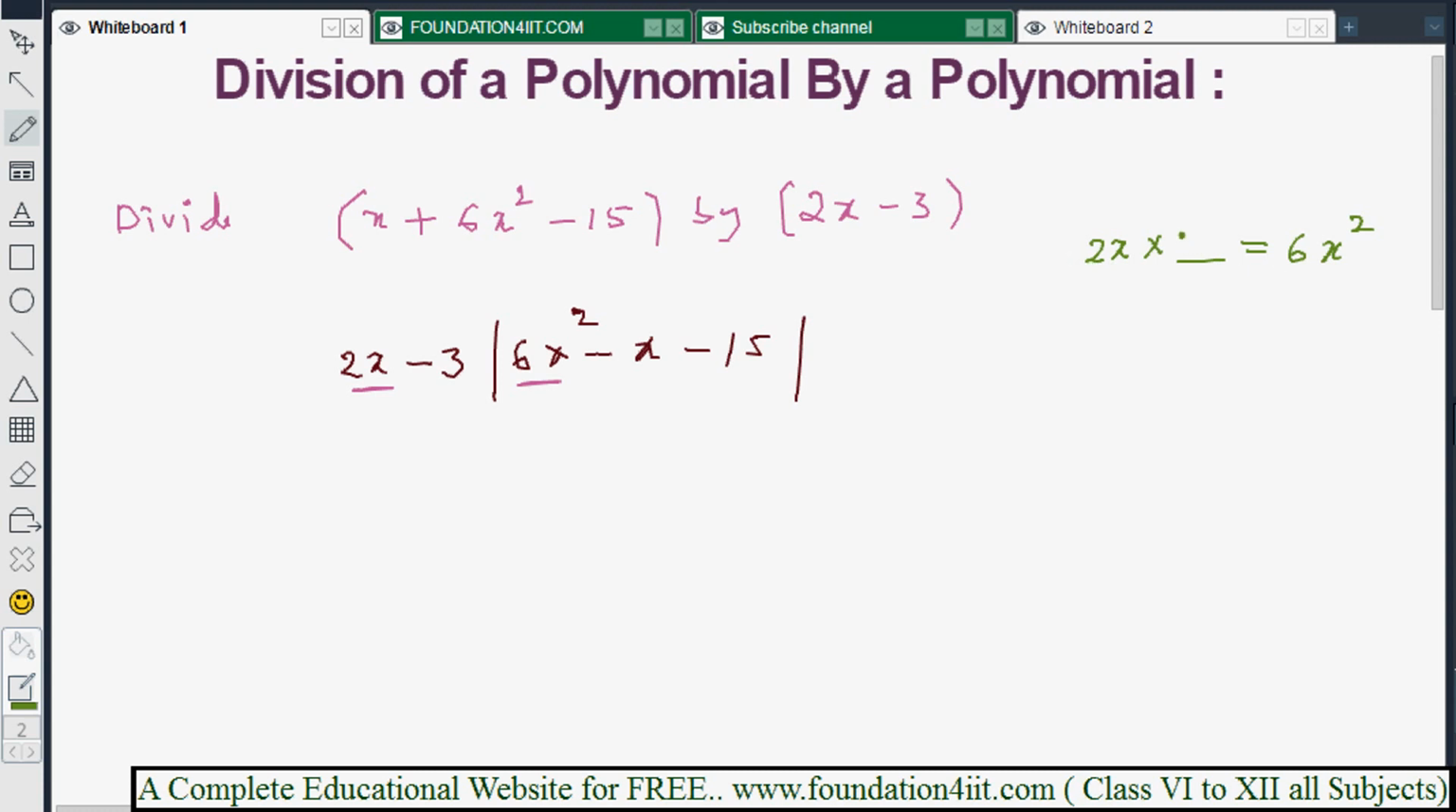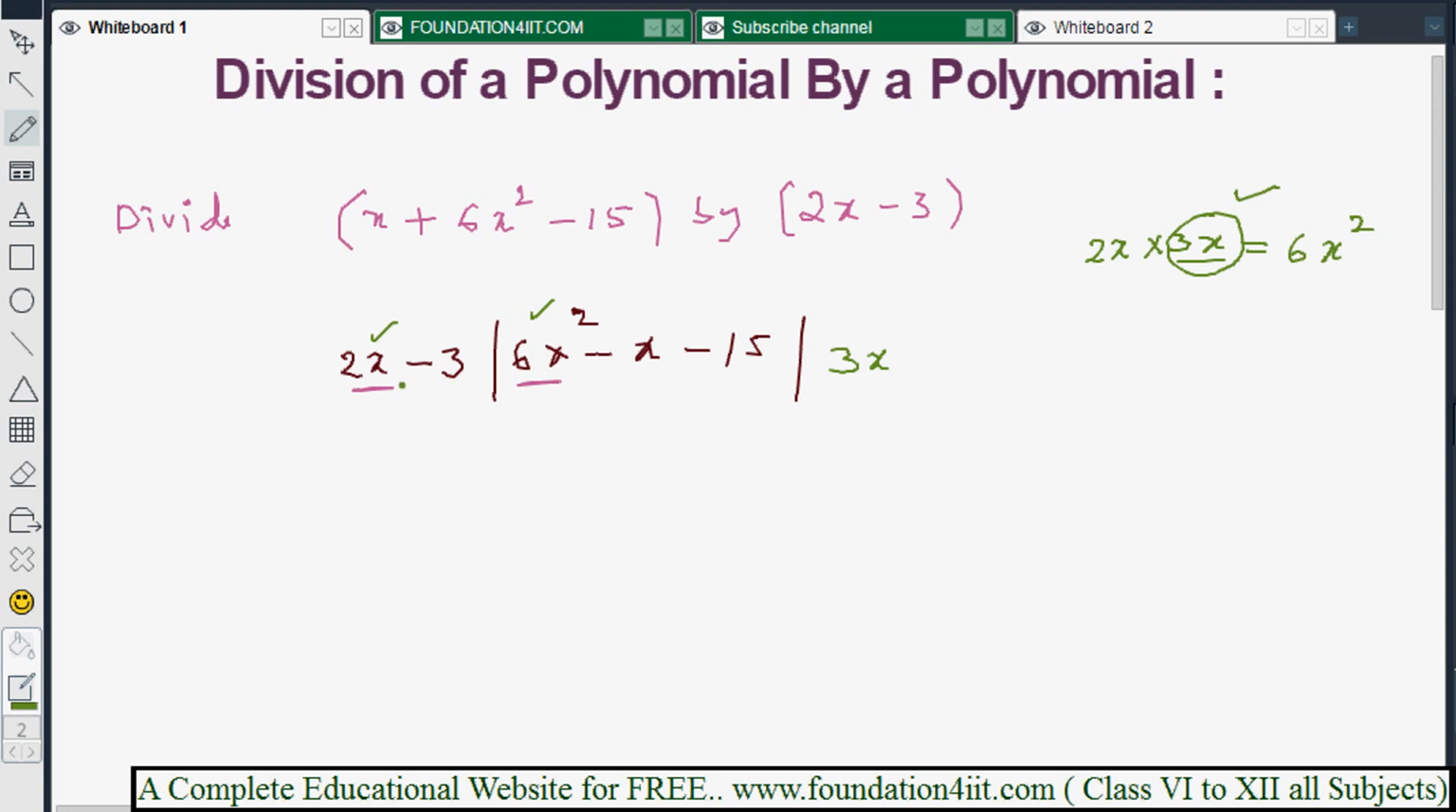Here it must be 3, because 2 threes are 6. And only one x is there, so we need one more x. So 2x into 3x is 6x square, right? So take this 3x and write it in the place of the quotient. That is the first step. Take the 2x, the first term in both. Now how many times you multiply to get the first term, that is 3x, which you kept here.